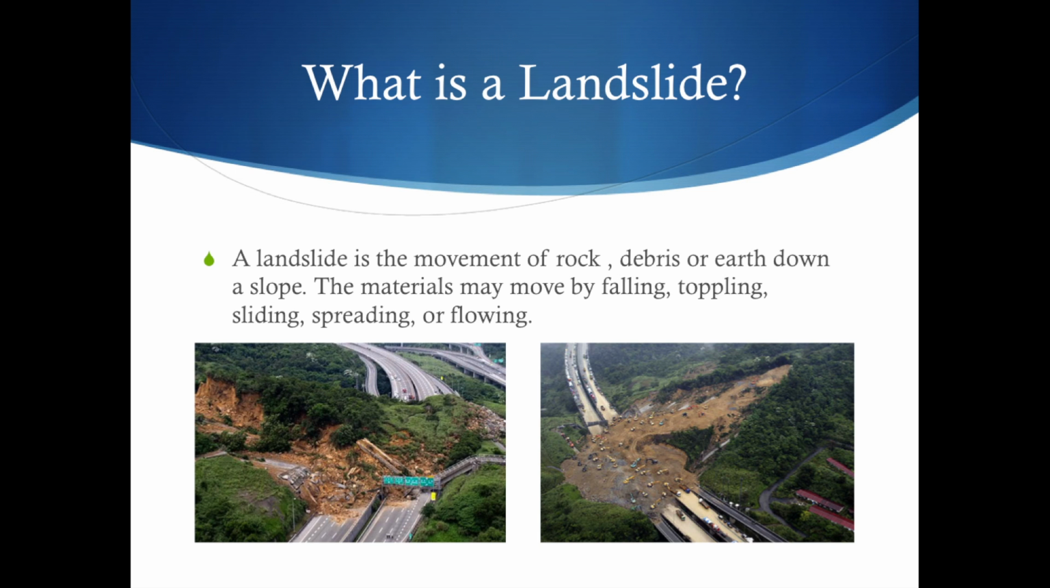What is a landslide? A landslide is the movement of rock, debris, or earth down a slope. They result from the failure of the materials which make up the hill slope and are driven by the force of gravity. Landslides are known also as landslips, slumps, or slope failure.